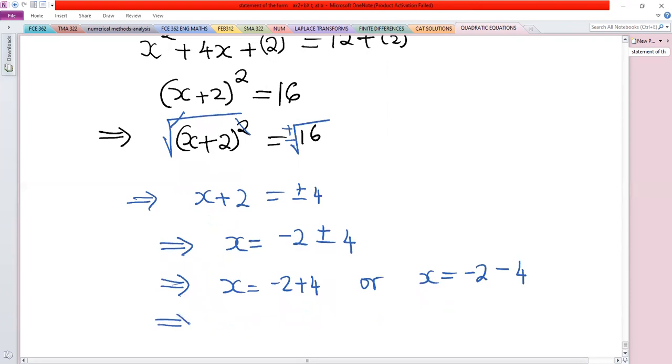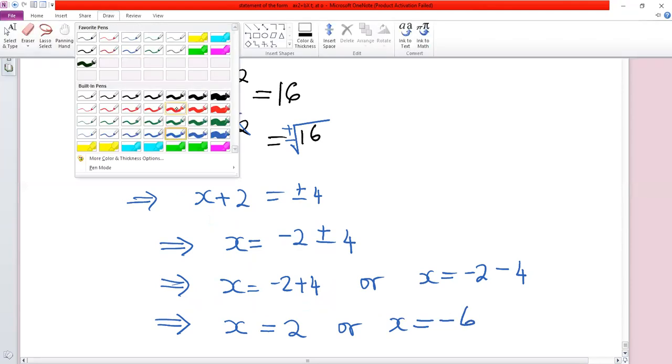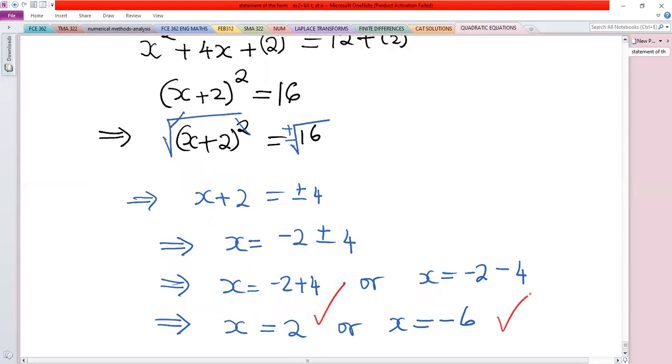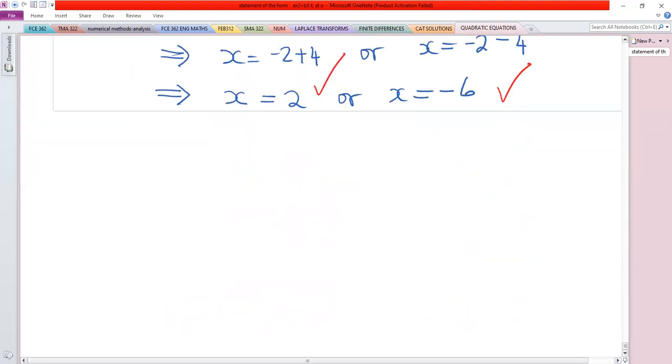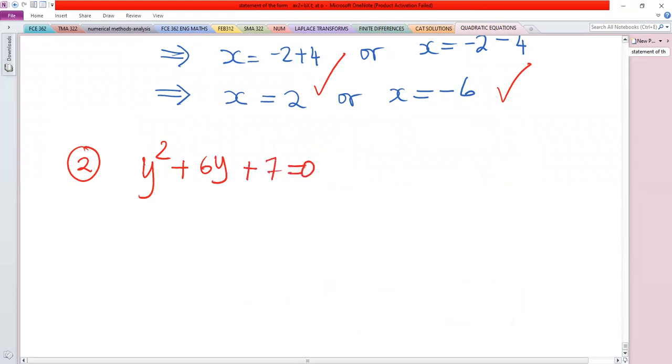So which means x equals minus 2 plus 4 is 2, or x equals to minus 6. So those are the two solutions for that given quadratic equation. Number 2, we have y squared plus 6y plus 7 is 0.